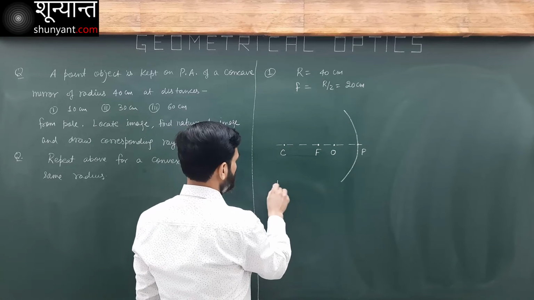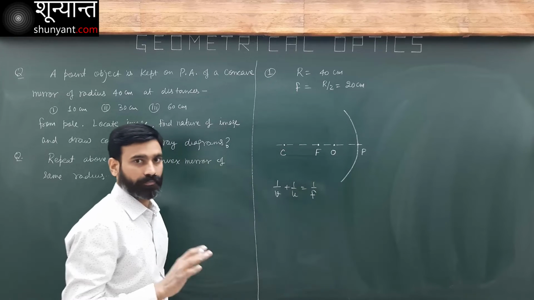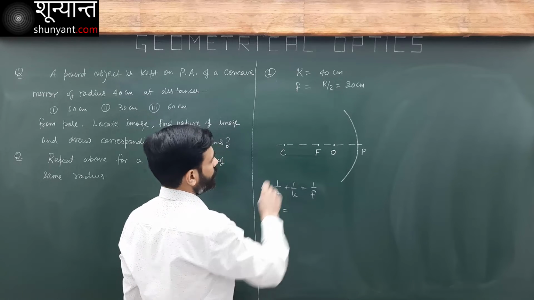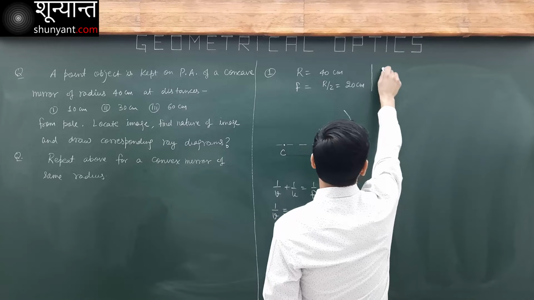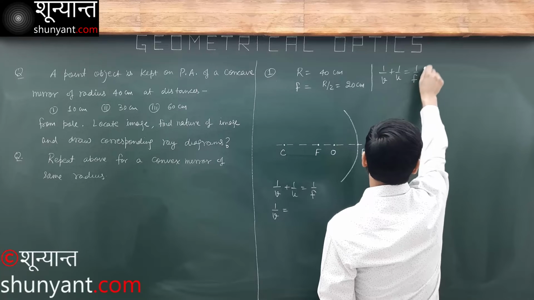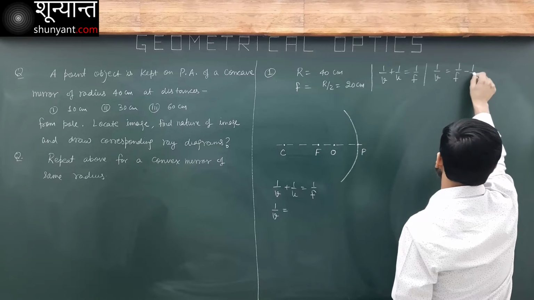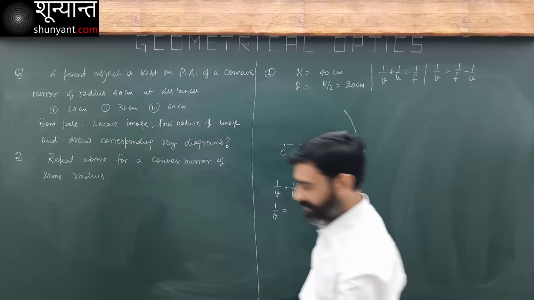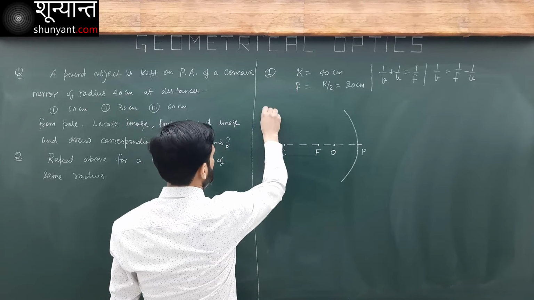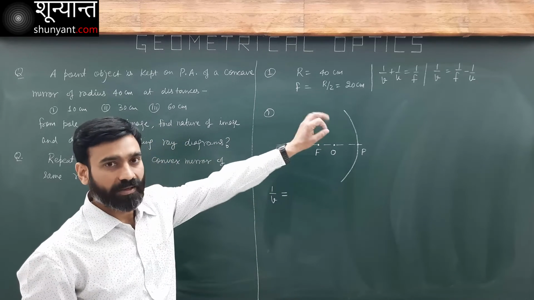I will apply this formula 1 over V plus 1 over U is equal to 1 over F. Okay. Now 1 over V is equal to, okay, or let me write it like this. Here it said 1 over V plus 1 over U is equal to 1 over F. Okay. 1 over V is equal to 1 over F minus 1 over U. Okay. Let me write it directly. We are doing the first case here.